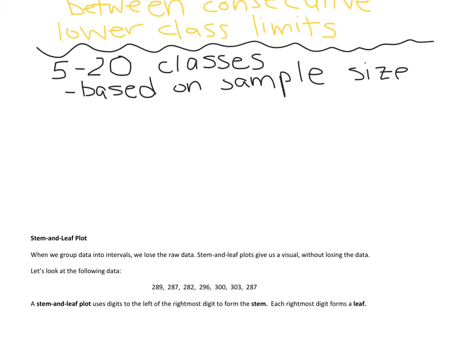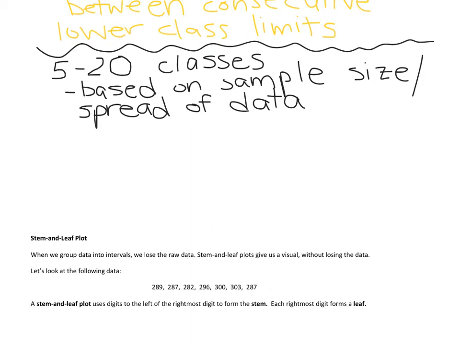Something else, too, is the spread of data. If your data is really close together, all the numbers are close together, maybe you want more classes to break that up so you can see trends. If it's far apart, maybe you want fewer classes so you can see some trends.